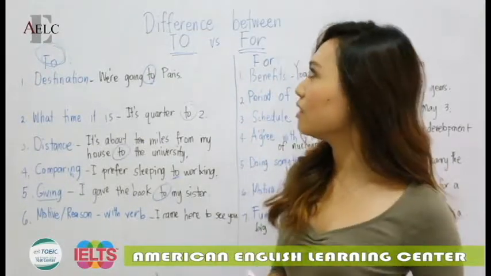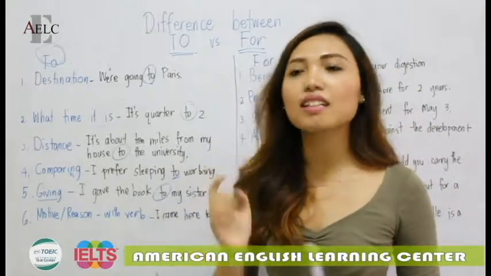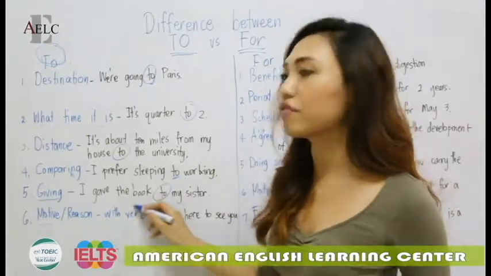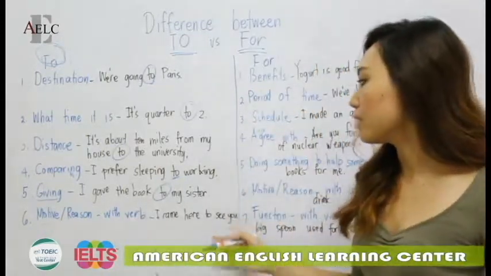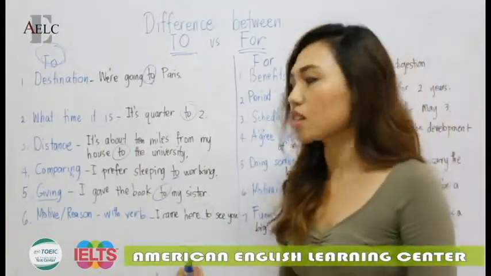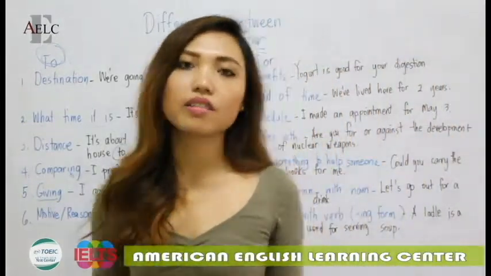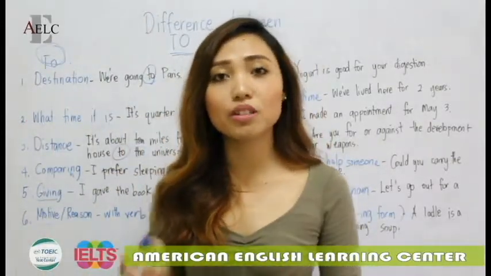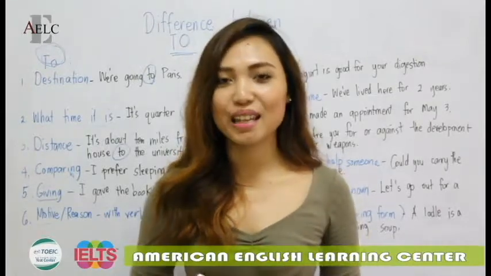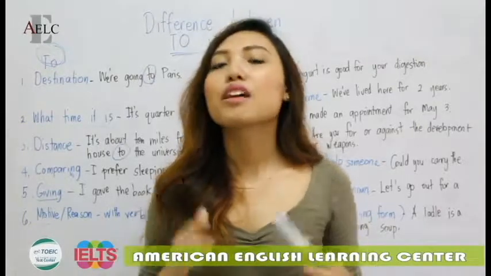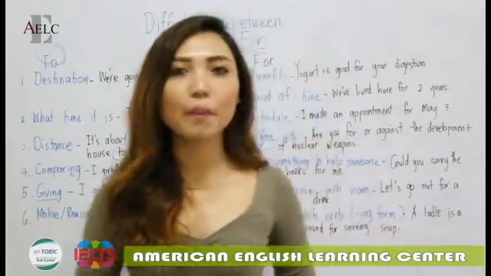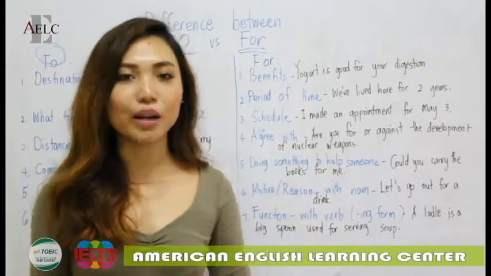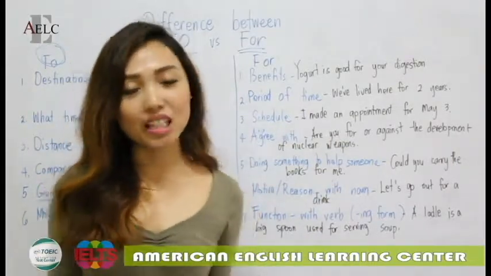And the last one for to is for a motive or reason, with a verb. For example, I came here to see you. What is the purpose or the motive of that person? Why did you come here? I came here just to see you. That is my purpose, my motive. So those are the six usages of to in sentences and grammar. I hope everything is clear with that.